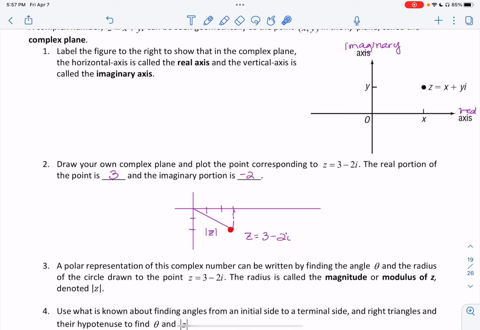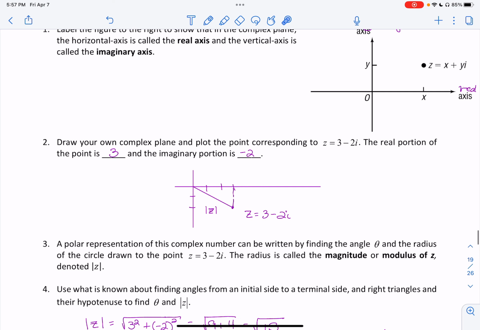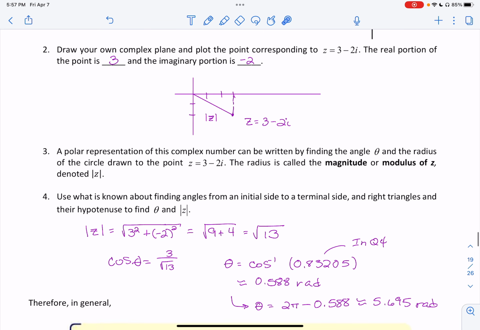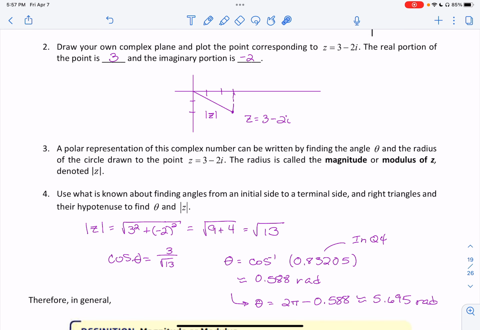At that point, we can start to think about this in a polar coordinate system, where I have my magnitude or my modulus of z. I write that, and it looks like an absolute value of z, but that's actually the modulus of z. We can define that using triangles. Yesterday I used the Pythagorean theorem, and we found that it's equal to 3 squared plus negative 2 squared, which ended up being equal to the square root of 13. In class, I believe we used sine.